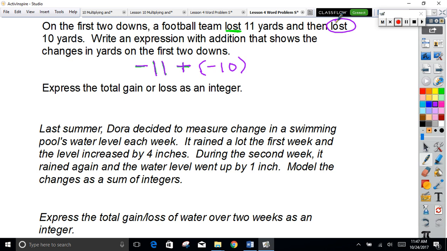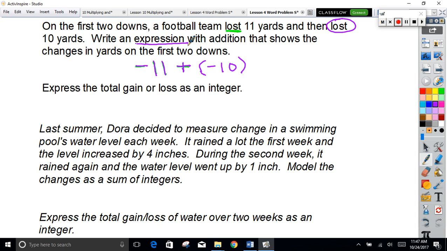Now, when you do this in Get More Math, you're not going to write the whole equation. You're just writing an expression. An expression is like an equation that's not solved. It's just half of it. So this is all you'll put: negative 11 plus negative 10.